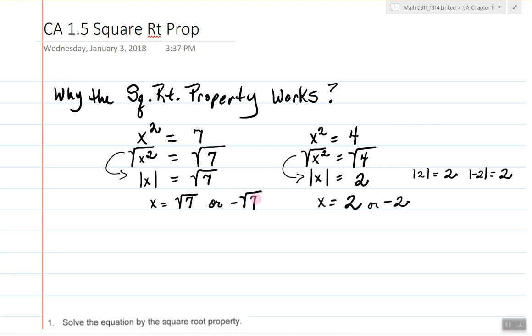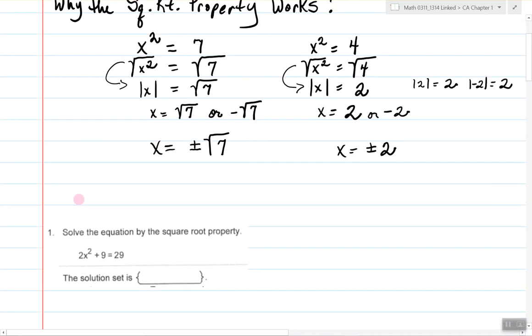So what I will write will be a little different because I'm not going to show this every time. What I'm going to do is when I take the square root of x squared, I'm just going to write x, and then I'm going to put x is equal to plus or minus the square root of 7. I'm going to use this symbol to say when you take the square root, both the positive and the negative square roots are what you need. Over here, I could say x is plus or minus 2. All right, so let's go ahead and take a look. Let me say one more thing before we get started.